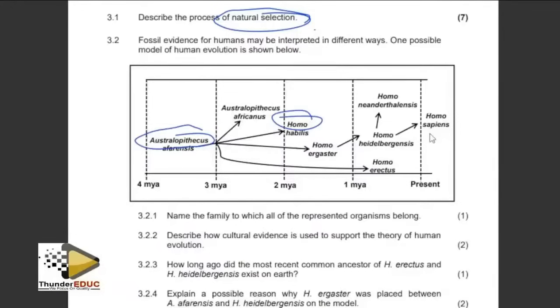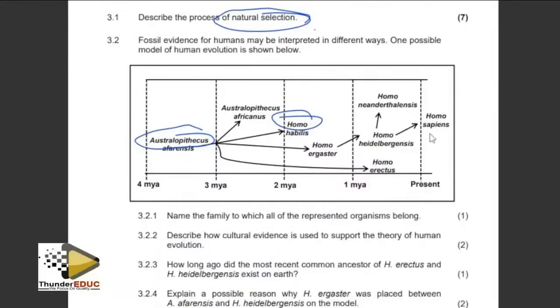To which family do humans belong? To name the family to which all the represented organisms belong. To which family do we belong? We belong to hominidae. Yes?